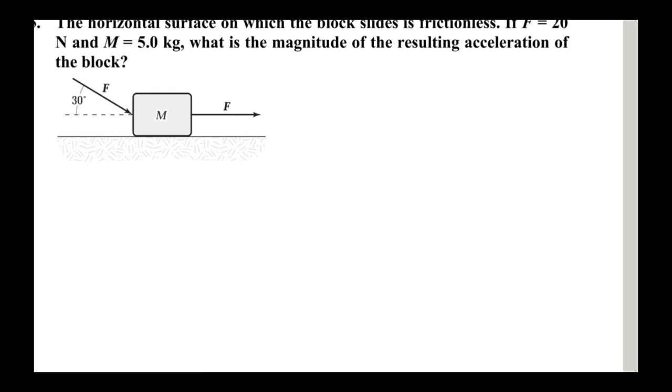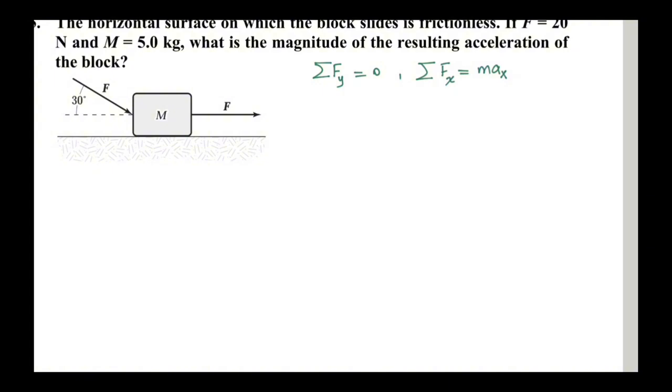The horizontal surface on which the block slides is frictionless. If F equals 20 newtons and M equals 5 kilograms, what is the magnitude of the resulting acceleration of the block? So we'd like to calculate the magnitude of the resulting acceleration of the block if we know F here equals 20 newtons and M here equals 5 kilograms, assuming that there is no friction whatsoever. In this case here, the sum of all forces on y equals 0 and the sum of all forces on x equals max.